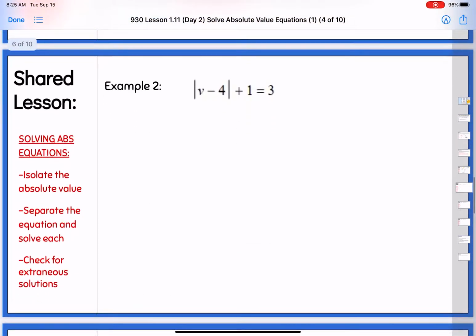All right, now here's one that looks a little bit different. So this time I have the absolute value of v minus 4, plus 1 equals 3. So when I look at this original equation, just how it is, I don't know what that distance away from 0 is supposed to be because I've got more going on the same side of the absolute value. So I'm not sure what to set my equation equal to.